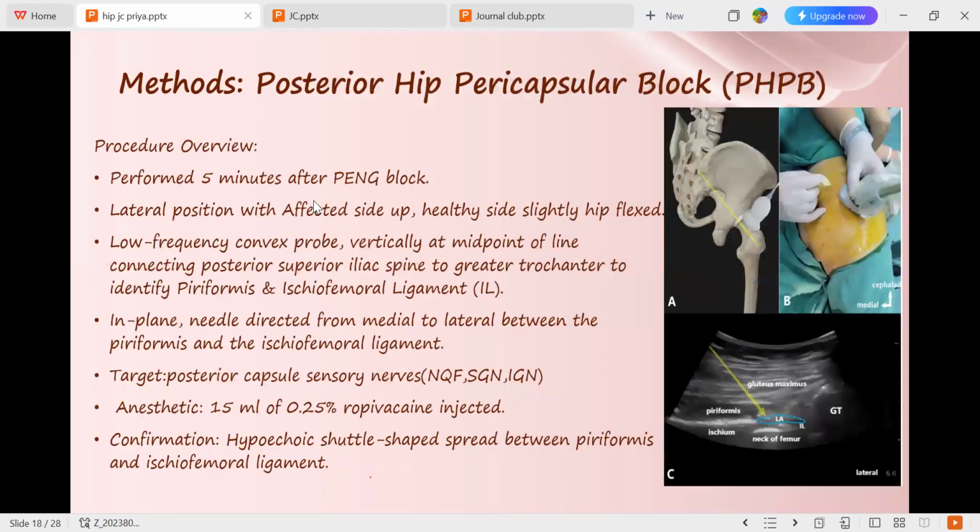So the posterior hip pericapsular block is usually performed like 5 minutes after the PENG block and in the lateral position with the affected side up and the healthy side slightly flexed, and they are using a low frequency convex probe vertically at the midpoint of the line between the posterior iliac spine and greater trochanter, and they are performing in plane, and the drug is deposited between the piriformis and ischiofemoral ligament to mainly target the sensory nerves, nerve to quadratus femoris, superior gluteal nerve, and inferior gluteal nerve. Here also they are using 15 ml of 0.25 ropivacaine.